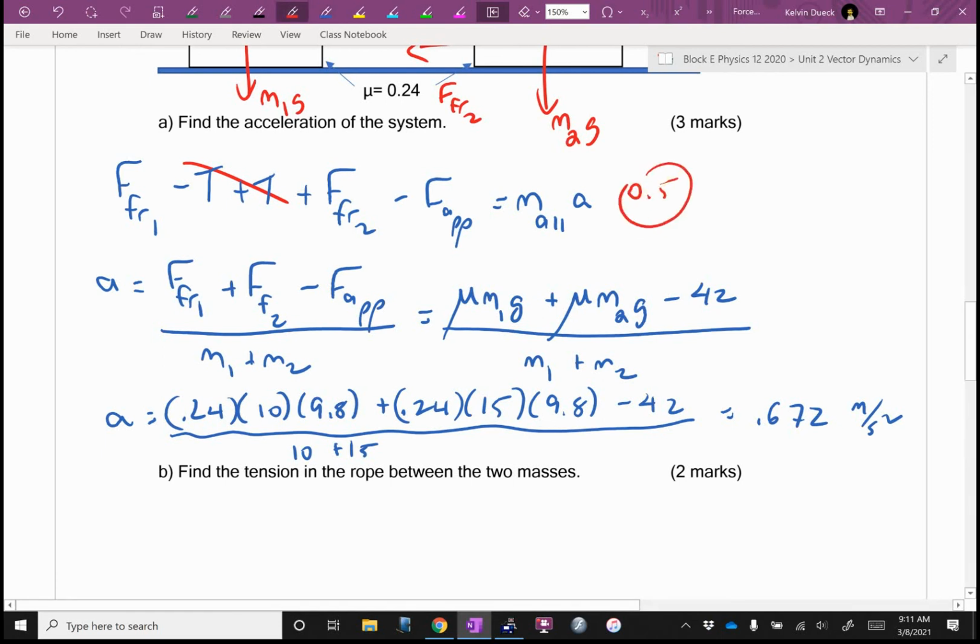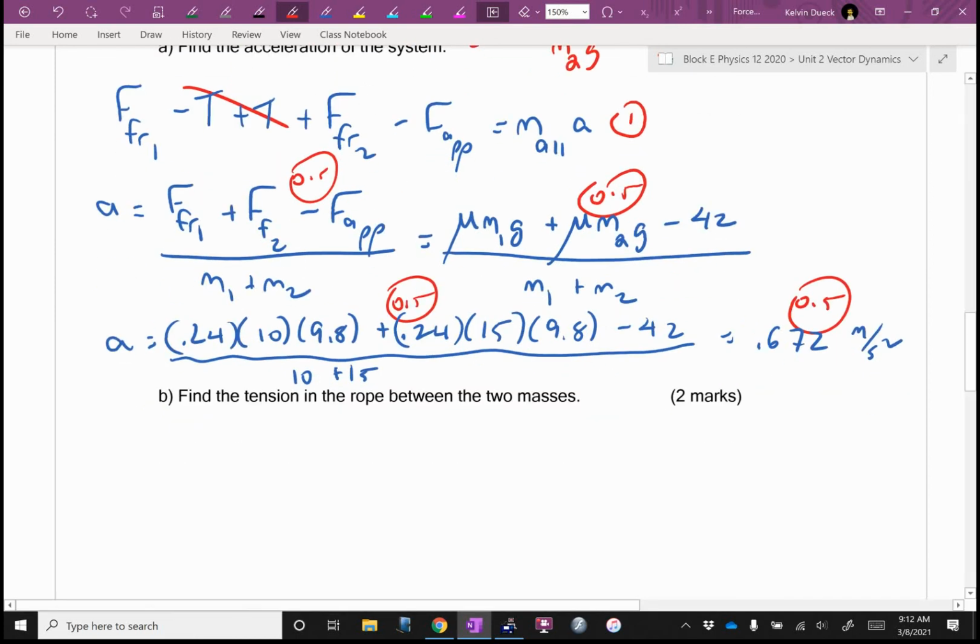Half mark for that. Half mark if I saw that. Half mark if I saw that. Half mark if I saw that. Half mark for the answer. That's 2.5 marks. You know what? I'd probably give you 1 mark for realizing that friction was the winner. Has to be.